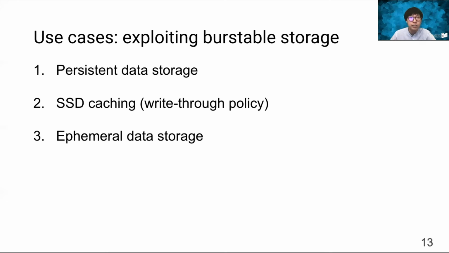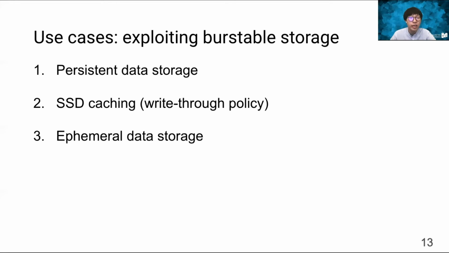Our second use case is SSD caching with write-through policy. In a single machine, people often use SSD as a caching layer on top of the HDD because HDD is cheap but slow and SSD is more expensive but faster, so that it can save large amount of data in the underlying HDD while taking advantage of high performance SSD for cache data.